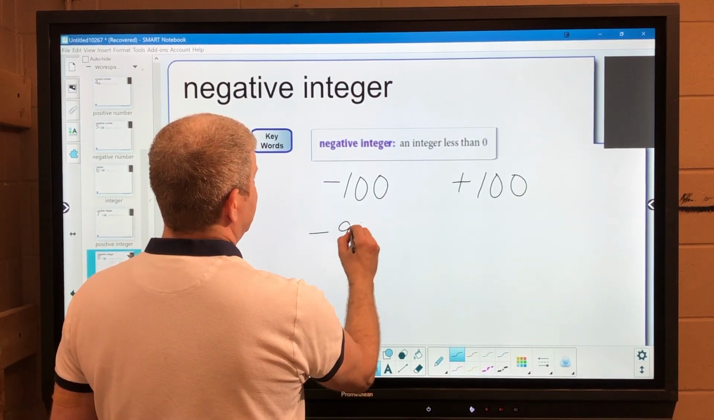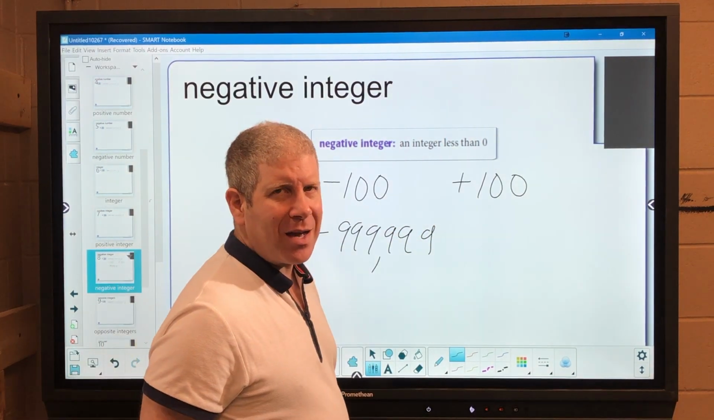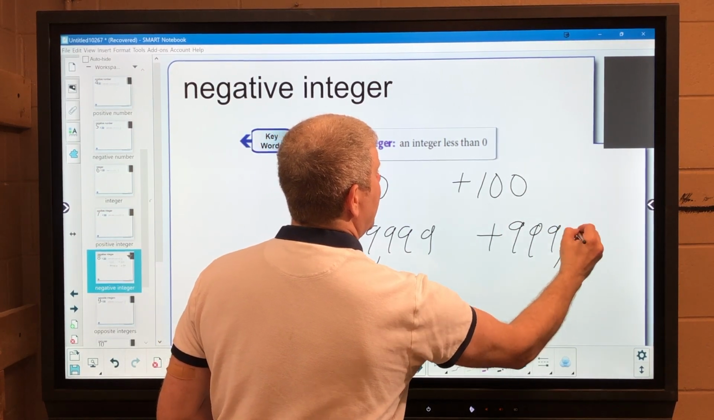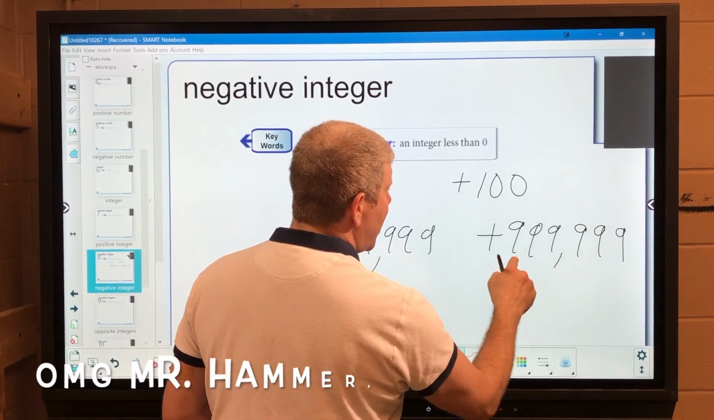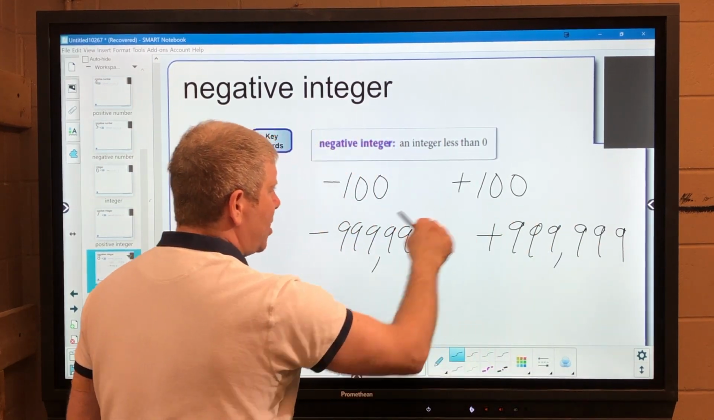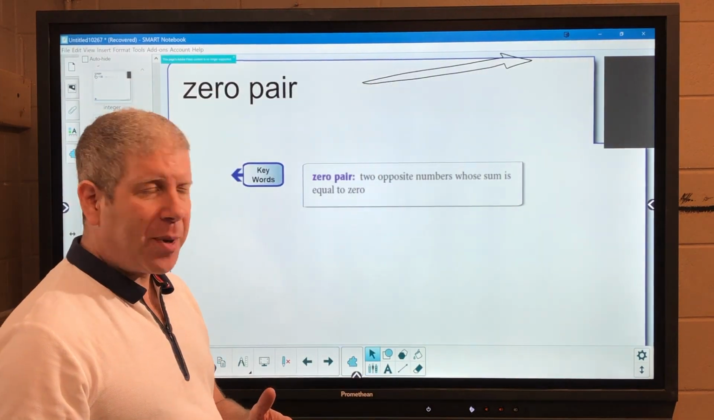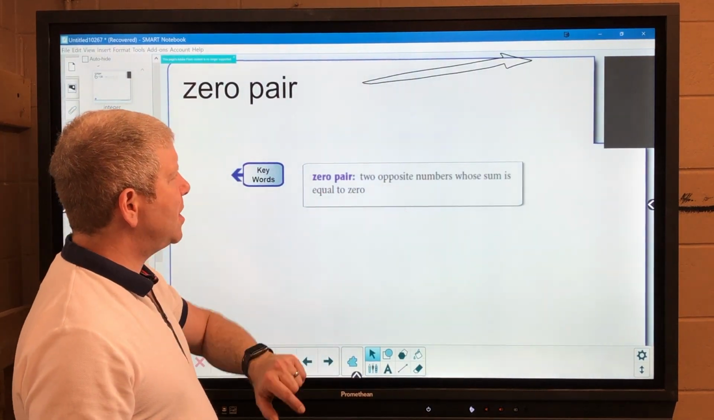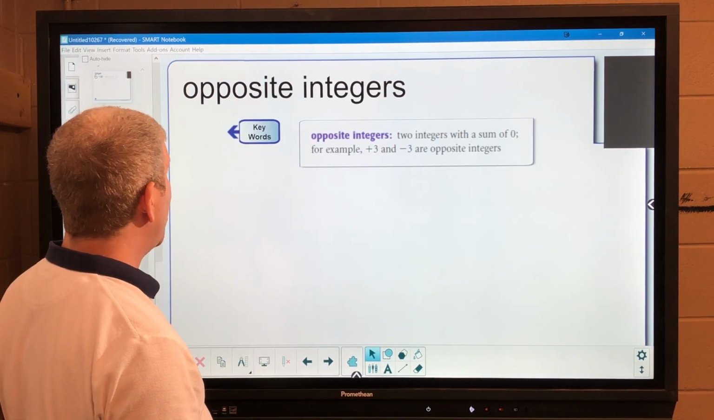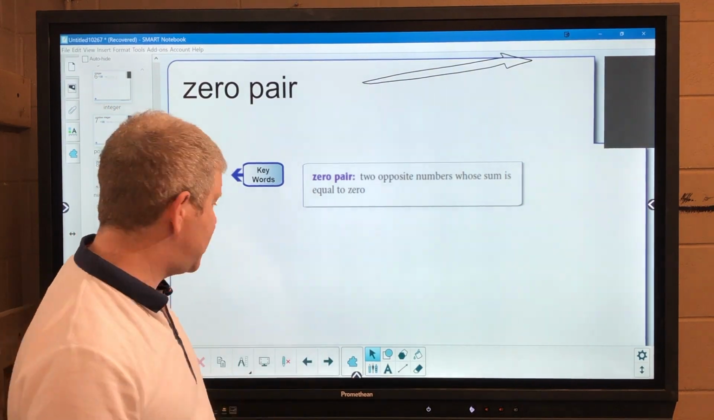Any number. So 999,999. Well, the opposite to that is going to be 999,999 positive. So these are opposite integers. And a zero pair. A zero pair is 2 opposite numbers whose sum is equal to 0. So opposite integers are also considered a zero pair, because when you add them together, you get 0.